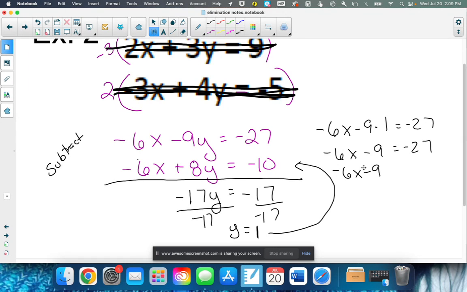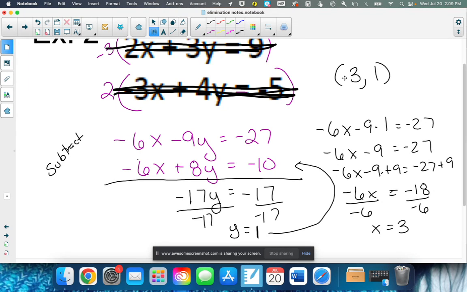So in this case, I don't want to divide by 6. I'm not going to get nice numbers if I do. So I'm going to go ahead and add 9 first. So I have my 0 pair, that's gone. And negative 27 plus 9 is negative 18. And then I'm going to divide by negative 6. And I'm going to get 3. So again, my solution for this one, ordered pair, x goes first and then the y.